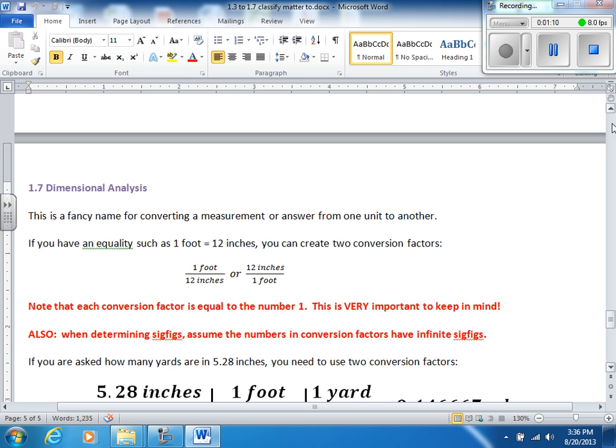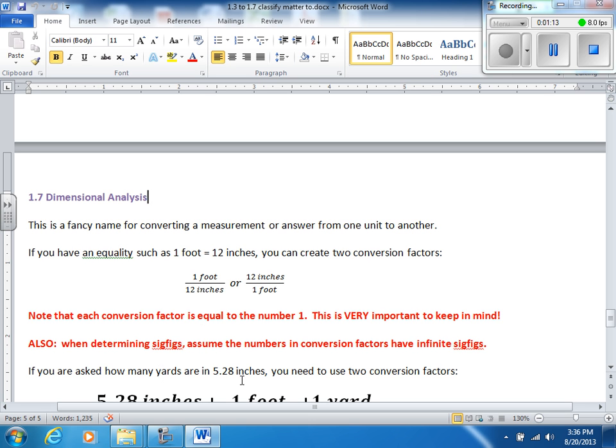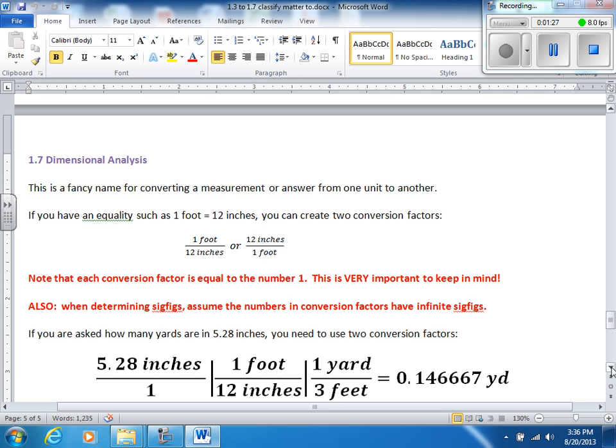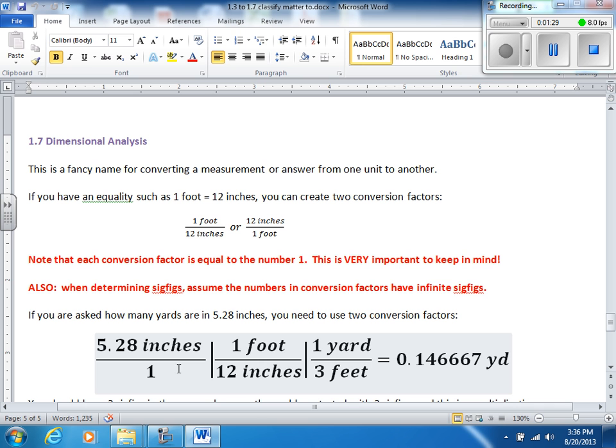So if you are asked how many yards are in 5.28 inches, we would use two conversion factors, from inches to feet, and then from feet to yards. Hopefully you know that there's 3 feet in 1 yard. Now I've done this for you, but if you want to try to do this on your own, you can, but you don't need to do anything special here.